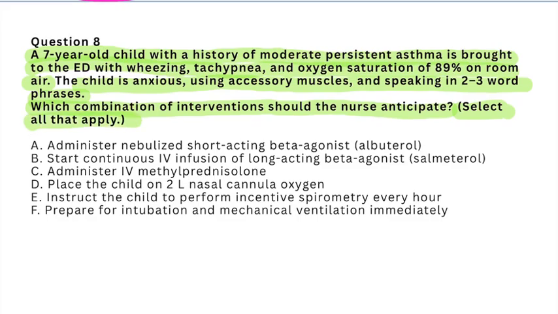Okay, what are the choices? Letter A, administer nebulized short-acting beta agonists. Letter B, start continuous infusion of long-acting beta agonists. Letter C, administer IV methylprednisolone. Letter D, place the child on 2 liters nasal cannula. Letter E, instruct the child to perform incentive spirometry every hour. Letter F, prepare for intubation and mechanical ventilation immediately. That's what it says, immediately.